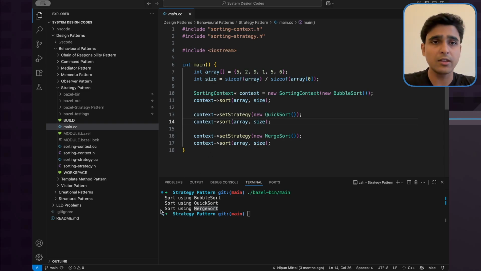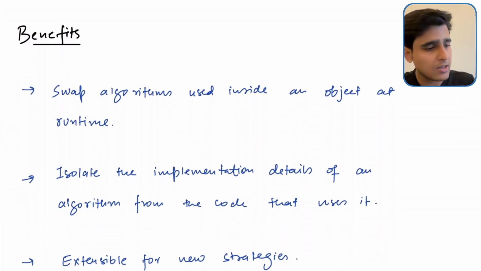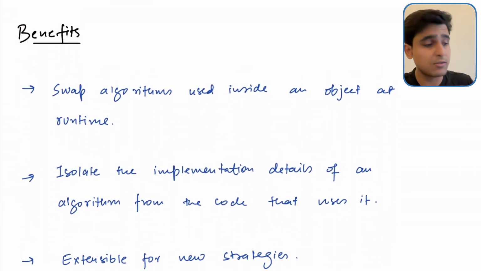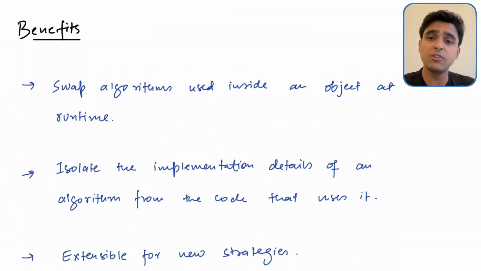So that's it regarding the code. Let's come finally to the benefits and disadvantages. So benefits, as we can clearly see, we can swap algorithms used inside an object at runtime. So at runtime you can call that set strategy function, and you can choose any object you want, any algorithm you want to use. It isolates the implementation detail of an algorithm from the code that uses it.